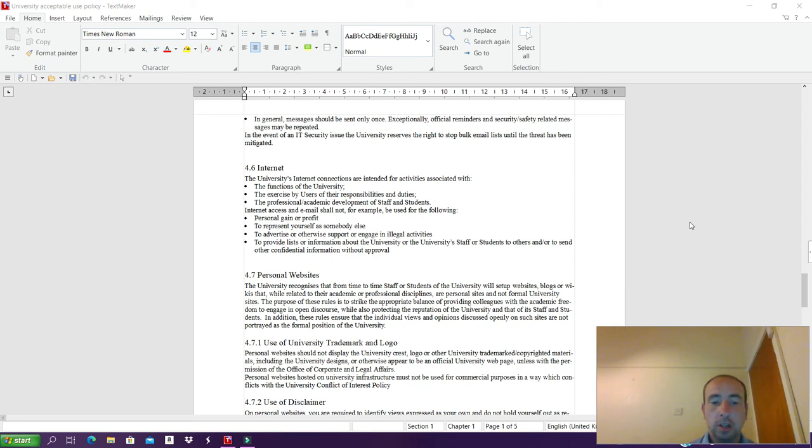4.7.1 Use of university trademark and logo. Personal websites should not display the university crest, logo, or the university's trademarked or copyrighted materials, including university designs, or otherwise appear to be an official university webpage, unless with the permission of the Office of Corporate and Legal Affairs. Personal websites hosted on university infrastructure must not be used for commercial purposes in a way which conflicts with the university conflict of interest policy.